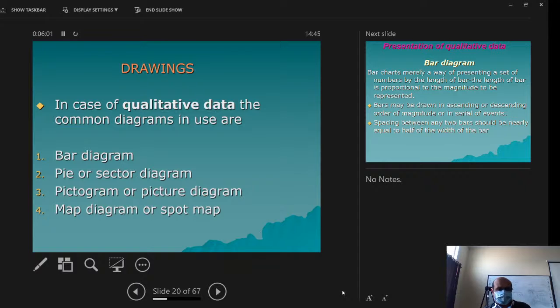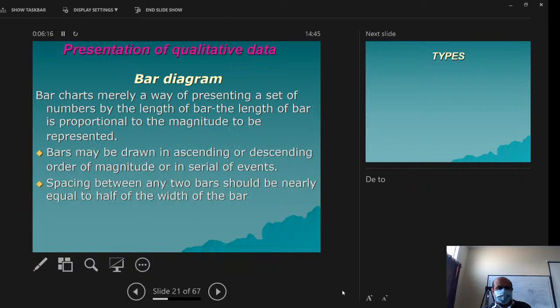Coming to diagrams. In case of qualitative data, the common diagrams in use are bar diagrams, pie or sector diagrams, pictograms and picture diagrams, map diagrams, or spot maps. The presentation of the qualitative data is in a bar diagram.